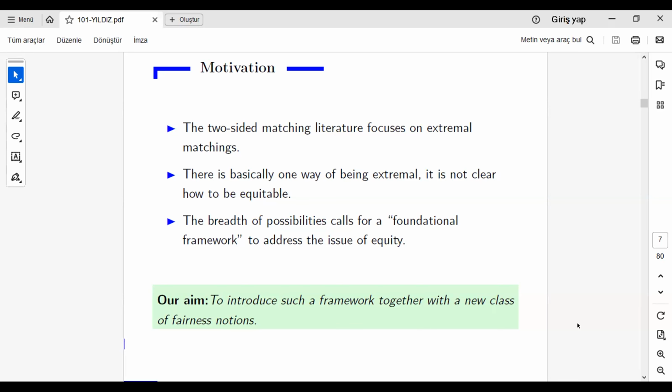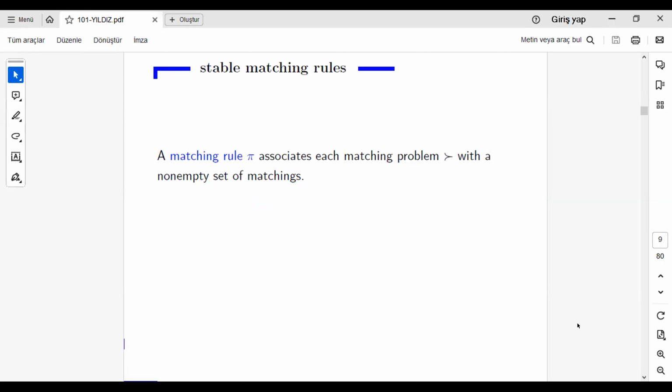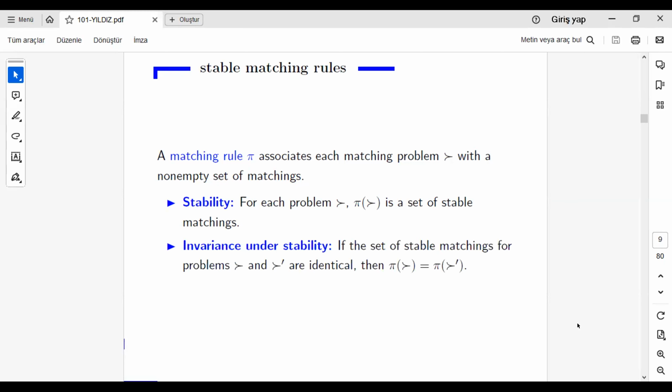Okay. So our aim here is to introduce a framework that is able to do this. I would like to use the word matching rule, which, a matching rule pi associates each matching problem with a subset of matchings. Okay. And a stable matching rule picks up stable matchings.